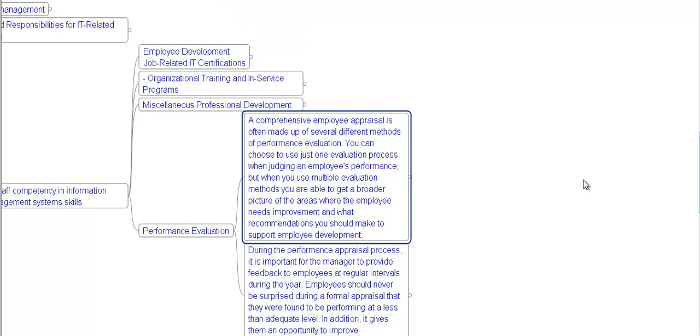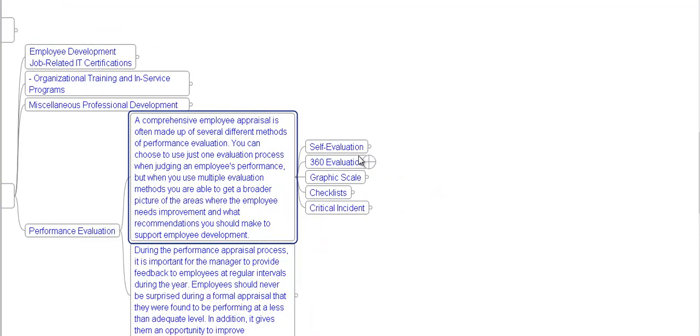A comprehensive employee appraisal is often made up of several different methods of performance evaluation. You can choose to use just one evaluation process when judging an employee's performance, but when you use multiple evaluation methods, you are able to get a broader picture of the areas where the employee needs improvement and what recommendations you should make to support employee development. Self-evaluation.